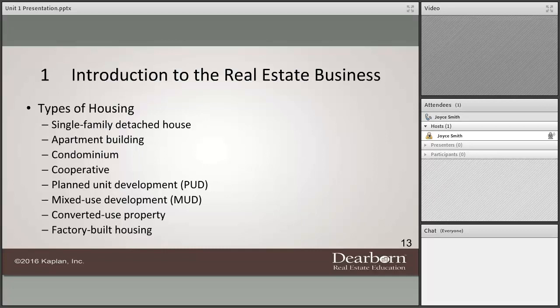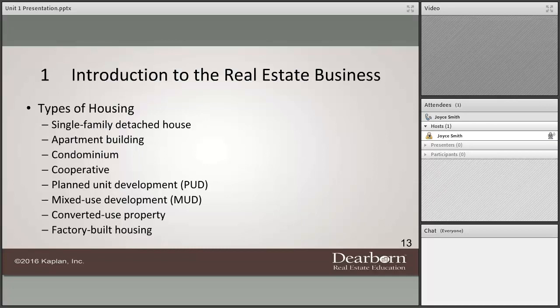Converted use property. Wow, look at some of the Kmart stores. They're not Kmarts anymore. Now they're becoming office buildings or medical buildings. There's a lot of different things. Schools, no longer schools. Now they're condos or apartments. So there's a lot of different things we can do with old buildings and do converted uses. Industrial buildings aren't even all industrial anymore.